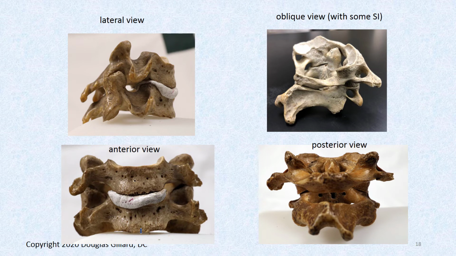Let's put some cervical bones in here. This is a lateral view of a motion segment, right? Two cervical vertebrae stacked on top of each other. This is a straight head-on anterior view of a cervical motion segment. Probably looks like C4 and C5.